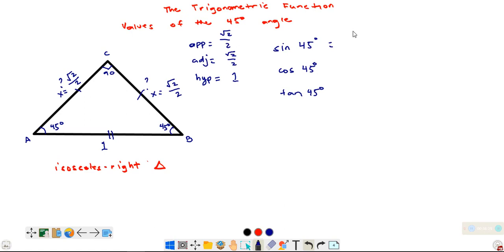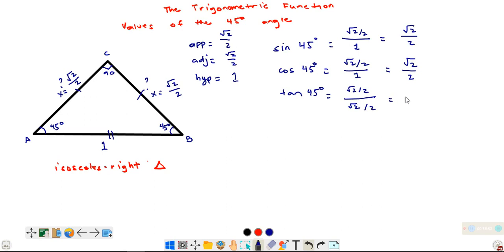So, ang dali lang nito, sine 45 is square root of 2 over 2 divided by 1, which is equal to the square root of 2 over 2. Cosine 45 is square root of 2 over 2 divided by 1, which is equal to the square root of 2 over 2. And tangent 45 is equal to opposite over adjacent. So, square root of 2 over 2 divided by square root of 2 over 2, which is equal to 1. Ayan. So, our values are square root of 2 over 2, square root of 2 over 2, and 1.